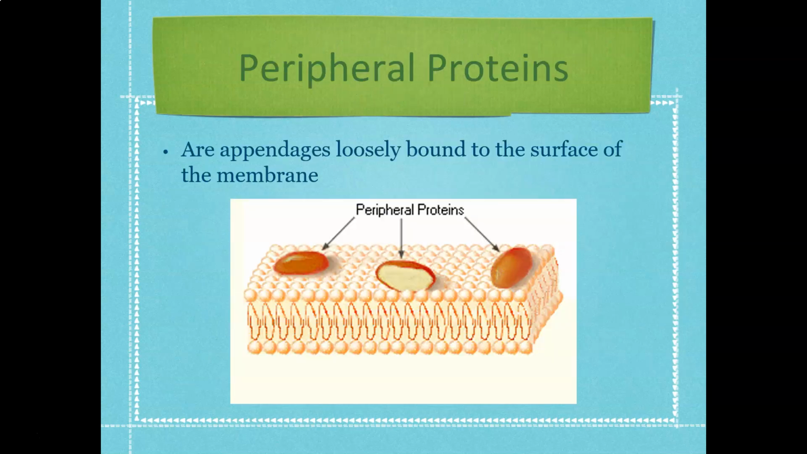Your peripheral proteins, these are ones that tend to be much more loosely bound to the surface of the membrane, more often than not to the internal surface. A lot of these might be connected to things like cytoskeletal fibers to help with cell movement and things like that.